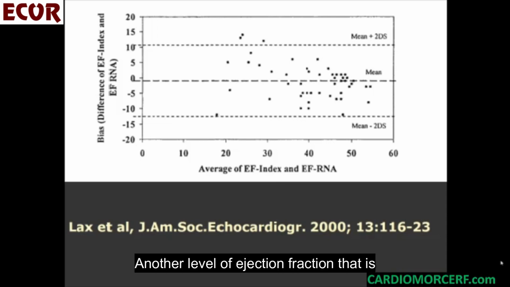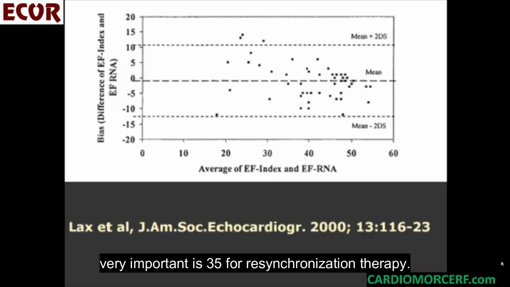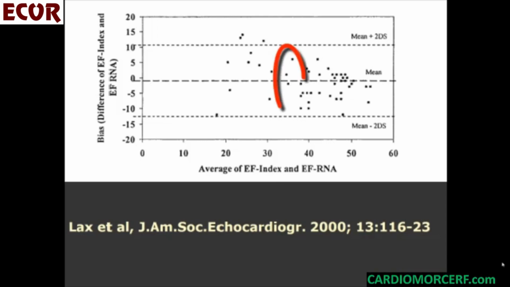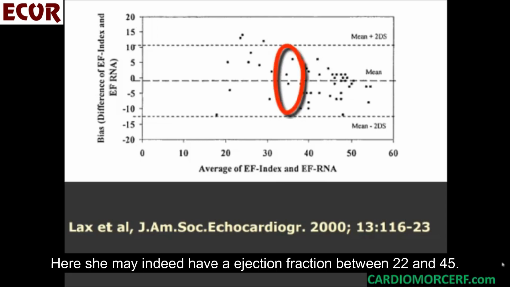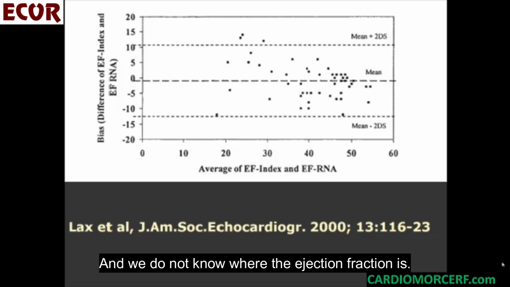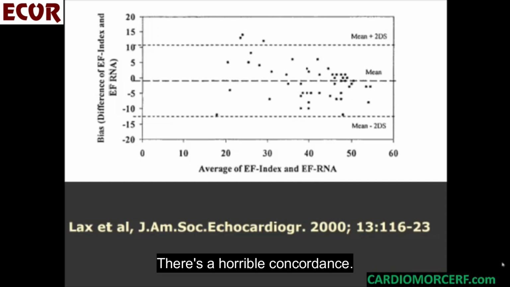Another level of ejection fraction that is very important is 35 for resynchronization therapy. Notice that a patient with 35% that we may be studying using this index may indeed have an ejection fraction between 22 and 45, and we do not know where the ejection fraction is. There is a horrible concordance. This method is not only badly accurate, but also lacks precision. I do not recommend using this index.